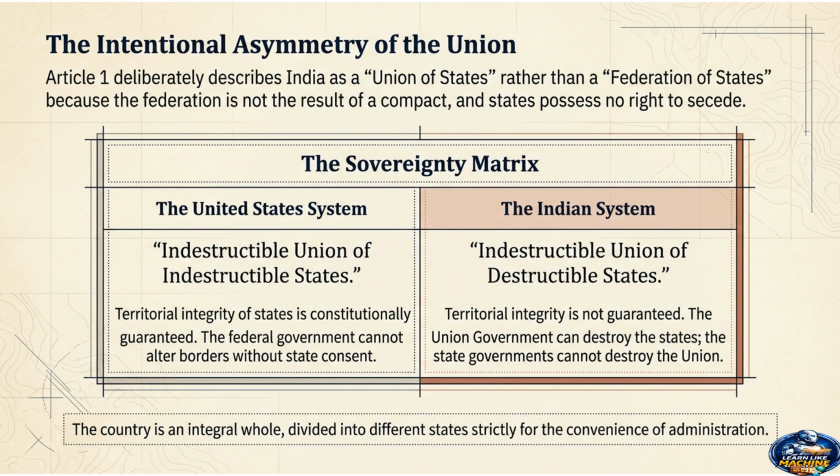For example, Uttar Pradesh was divided, and Uttarakhand was created. Bihar was divided, and Jharkhand was created. But no state can say, I am now a separate country. That is not allowed. Exam point. India is quasi-federal with unitary features. Remember the exact term used in Constitution, Union of States, administrative convenience.